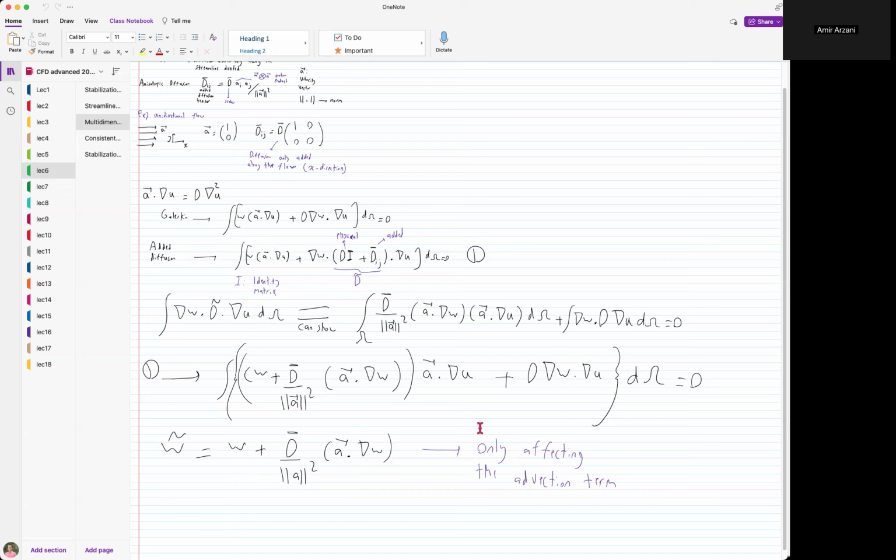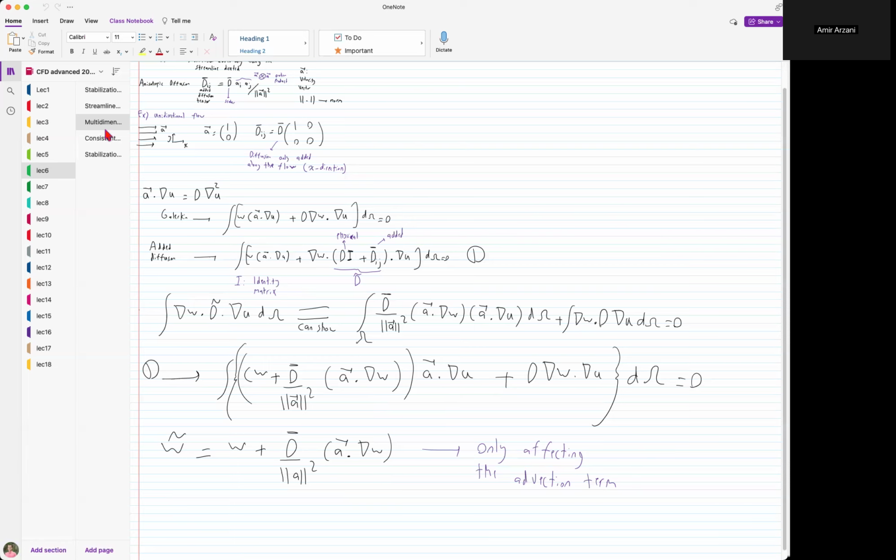Okay, so this really brings up the same problem, right? I'm only modifying my weight function on the advection term. So this is not really consistent, right? Because I'm weighting every term differently. So this gives us a weak form that's not consistent, similar to the one-dimensional case.